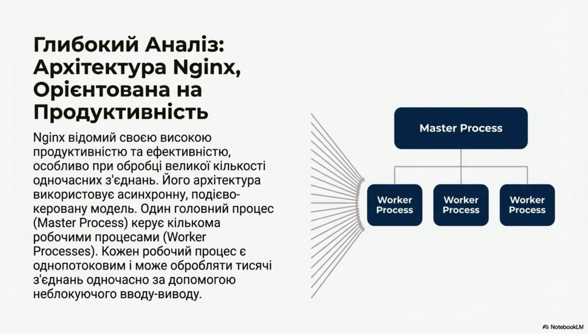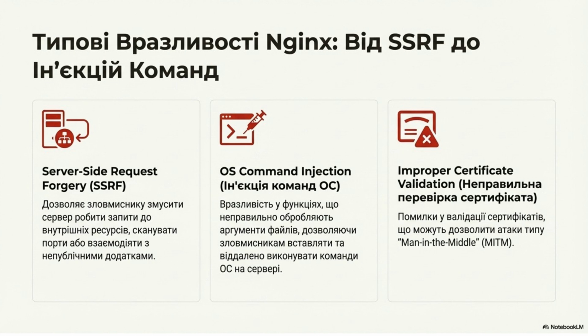path restrictions. Nginx is known for its high productivity and efficiency, especially when processing many simultaneous connections. Its architecture uses an asynchronous, event-driven model with a master process managing multiple single-threaded worker processes. Typical Nginx vulnerabilities range from server-side request forgery, or SSRF, which can force the server to make requests to internal resources, to OS command injection and improper certificate validation, potentially leading to man-in-the-middle attacks.